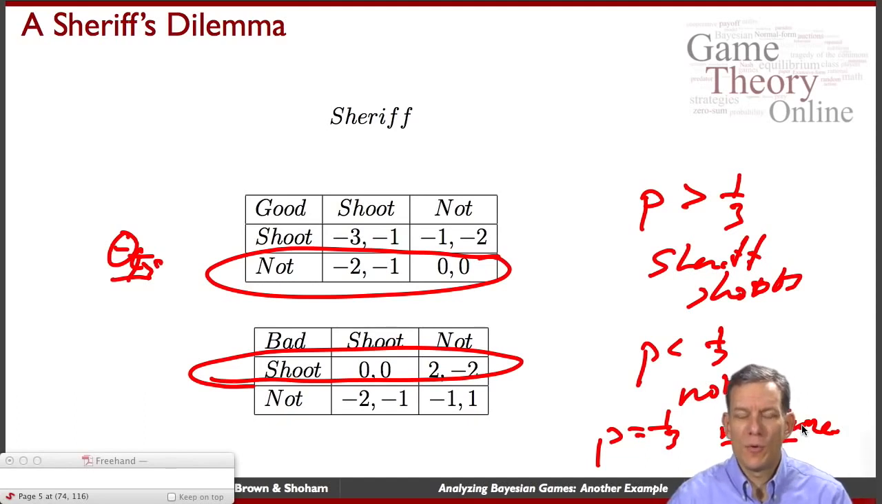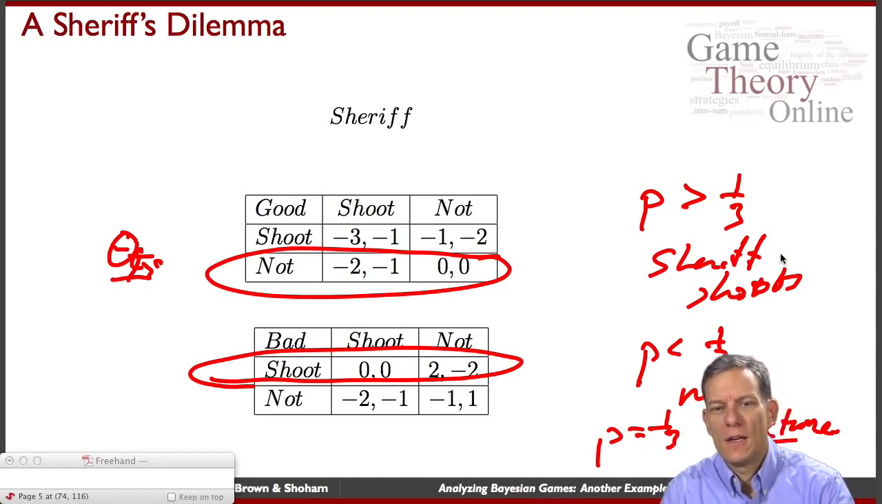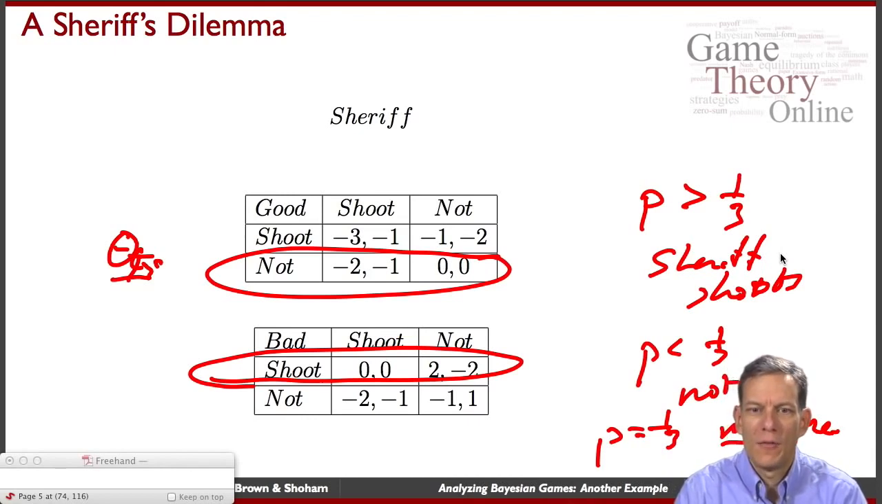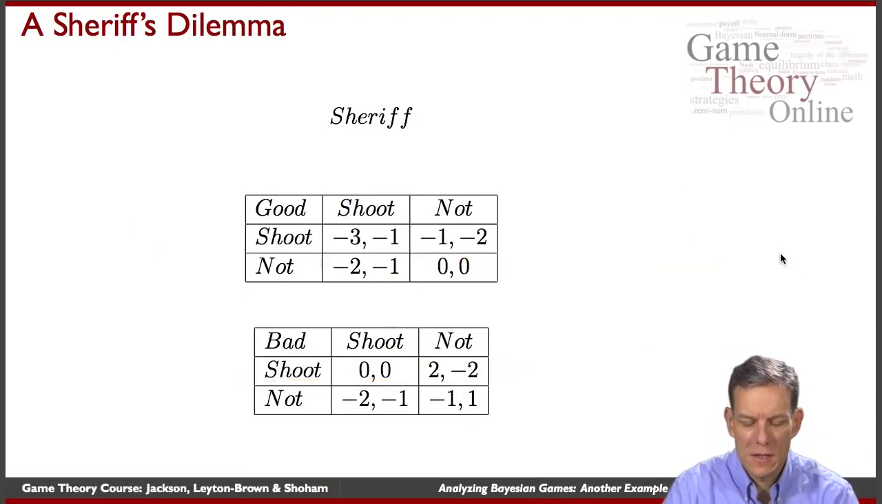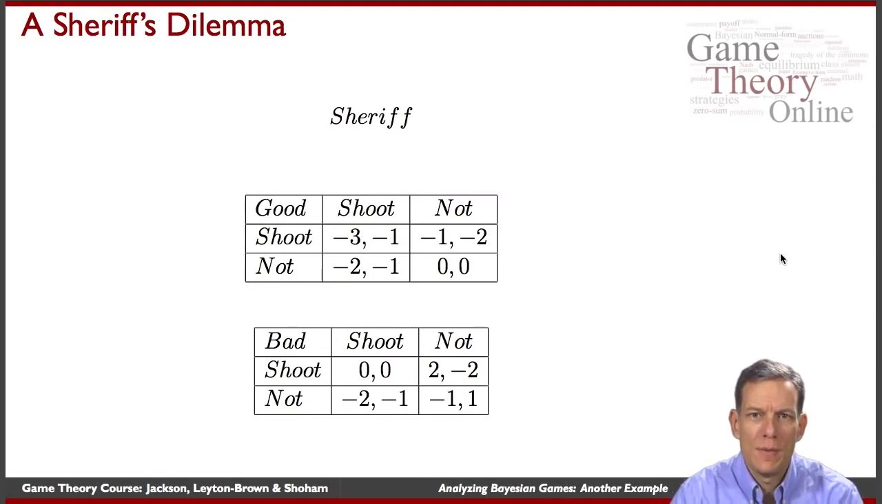So we have a Bayesian equilibrium. In this case, the Bayesian equilibrium is going to be generically unique. It's going to be unique as long as P is not 1/3. And whether or not they decide to shoot depends on what their payoffs are. And so one thing that this example illustrates, it's a fairly simple example, but it still captures the basic elements of Bayesian equilibrium. How so?